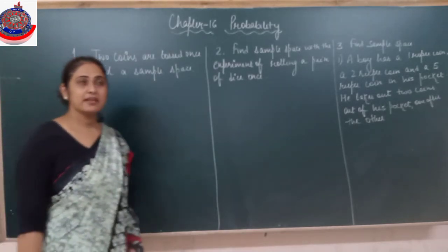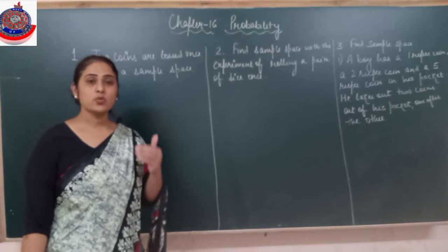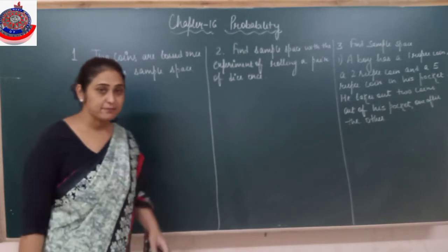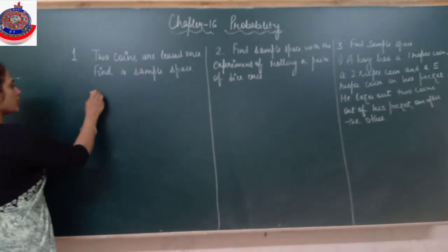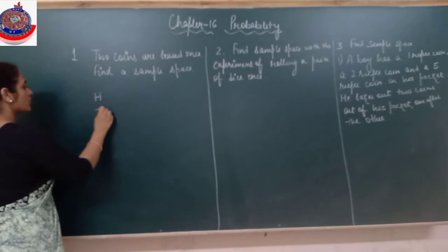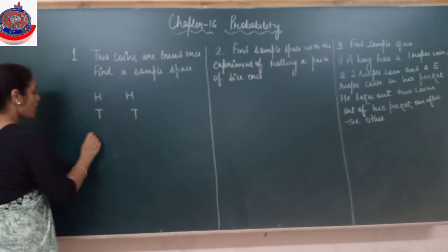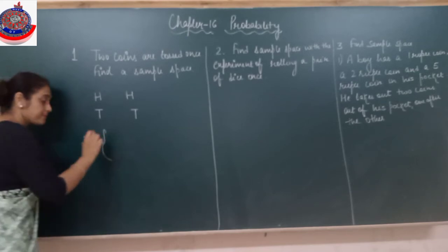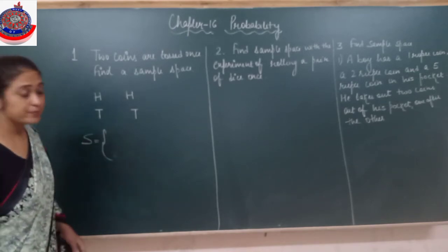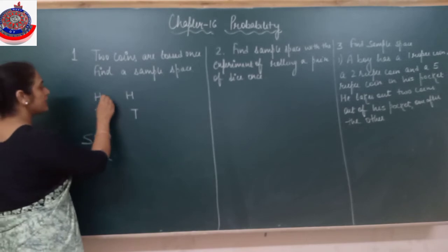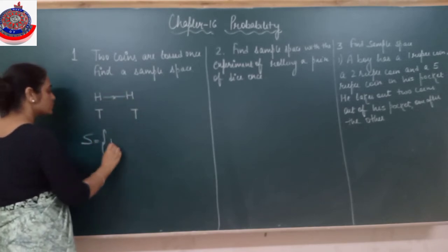Alright. See, if they ask you 2 coins are tossed once or 1 coin is tossed twice, that's one and the same thing. Now I know that the first coin, either head can be there or tail. In the second coin also it can be head and tail. Now I have to make the total sample space. Is it clear? So what are the possibilities? The first coin gets head, the second also gets head. So HH.